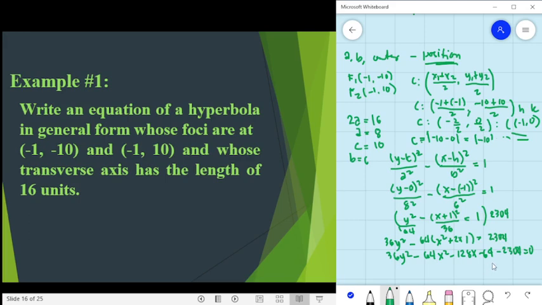So this becomes negative, then it transfers to the other side. It became negative 2,304. And then arranging the terms, we have 36y squared minus 64x squared minus 128x. Then combining these two together, we can now have negative 2,368 equals 0. Okay, so that's example number 1.